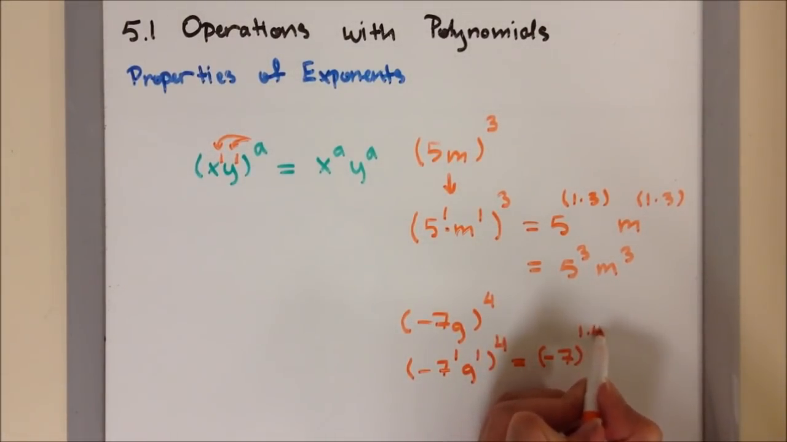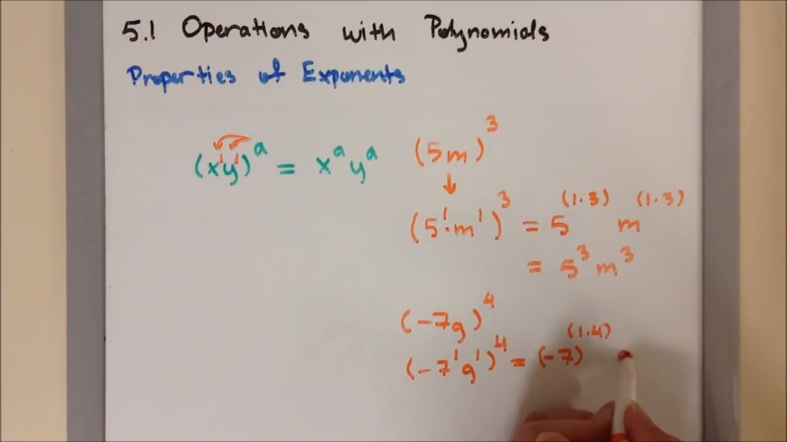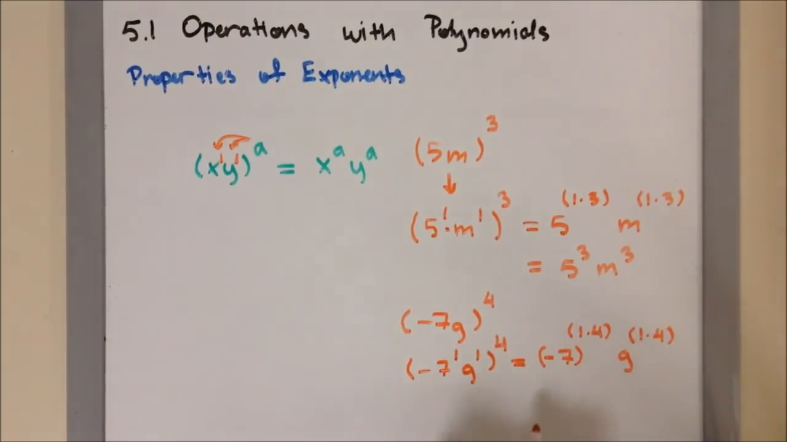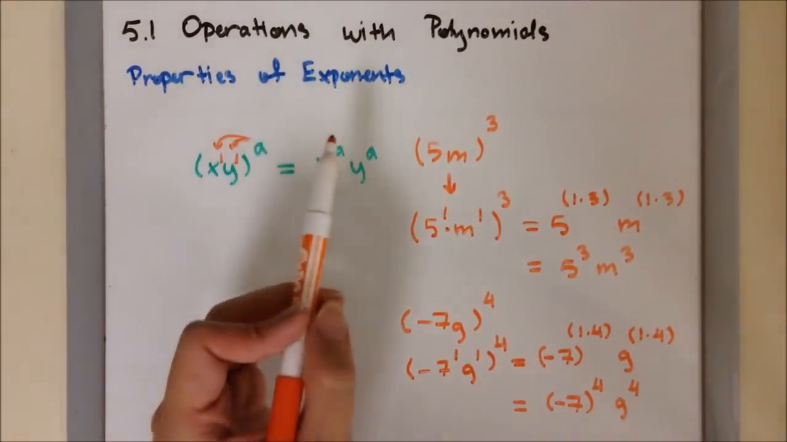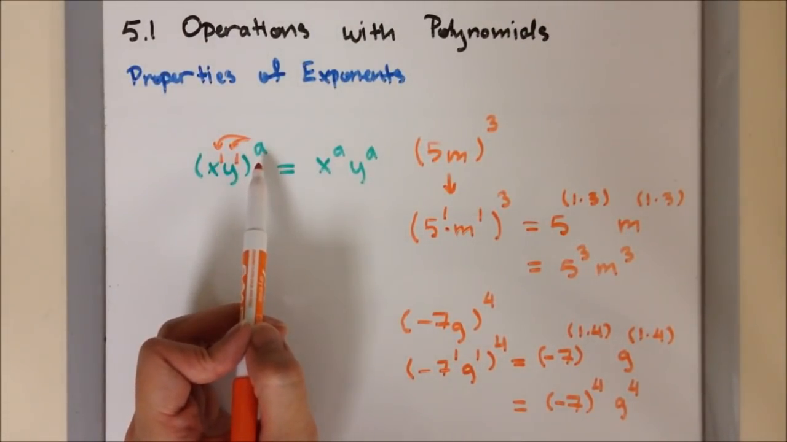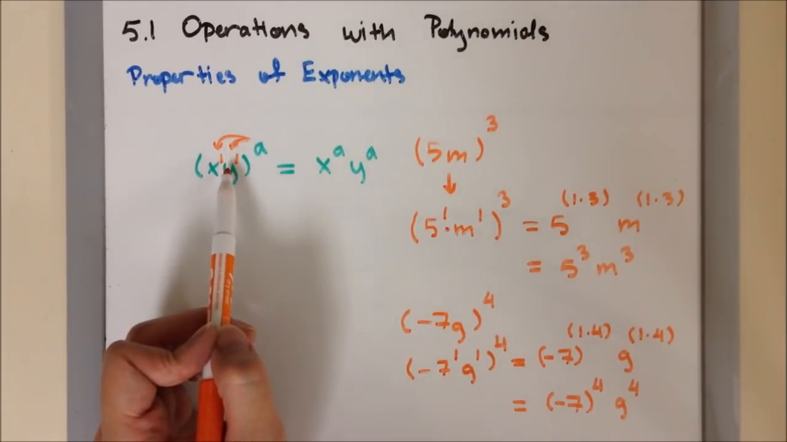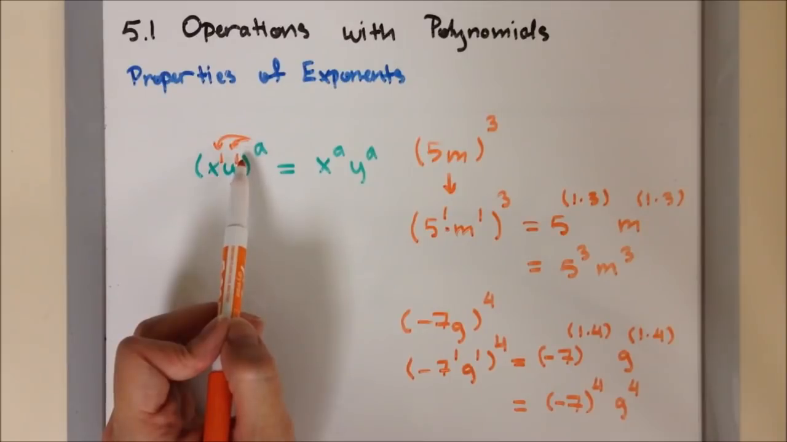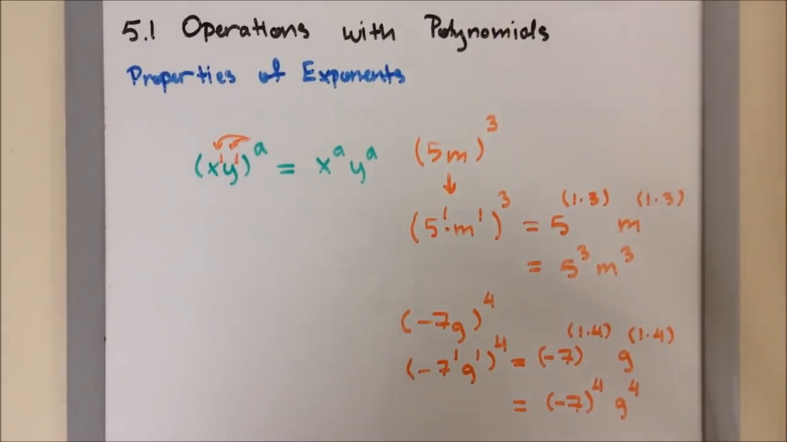1 times 4. And then my g, also 1 times 4. So my final answer will be negative 7 raised to the power of 4, and then g raised also to the power of 4. So that's what happens when you have an exponent outside the parenthesis with other exponents inside. I distribute my a to all the exponents inside.